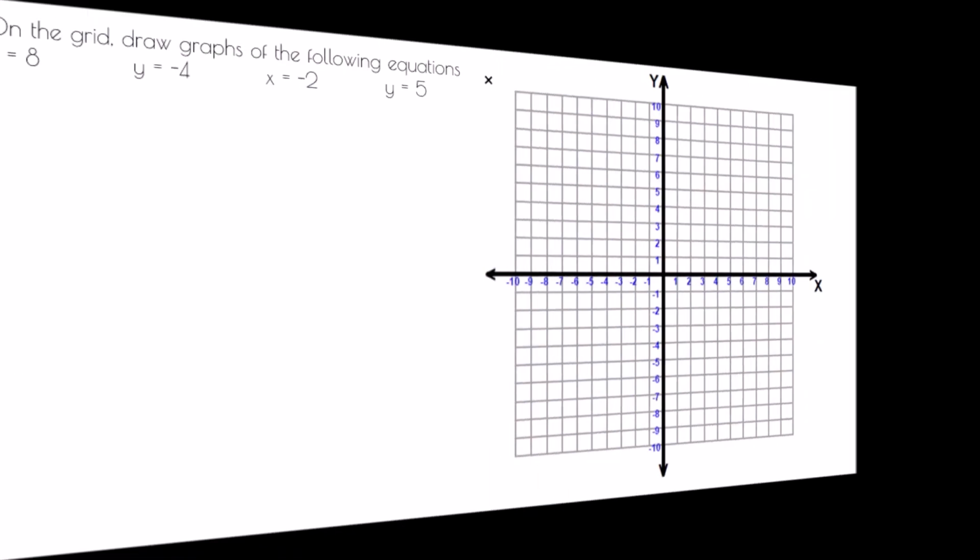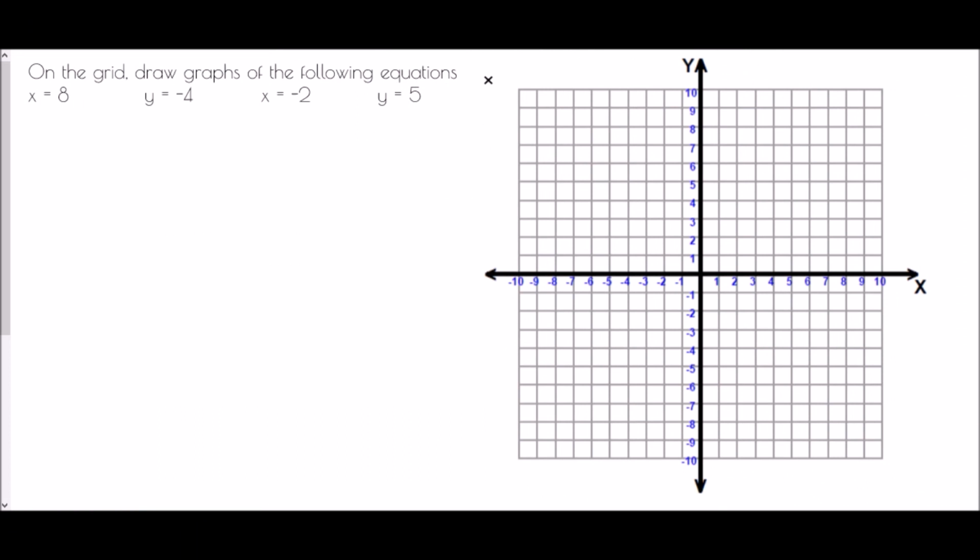Okay, so the first thing we've been asked to do is on the grid to draw graphs of the following equations: x equals 8, y equals -4, x equals -2 and y equals 5.